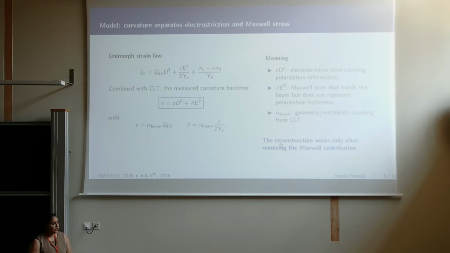So the model used is very simple. It's a combination of electrical phenomena and mechanical parts. So the strain is the sum of an electrostrictive quantity, which actually contains the information we want to reconstruct.